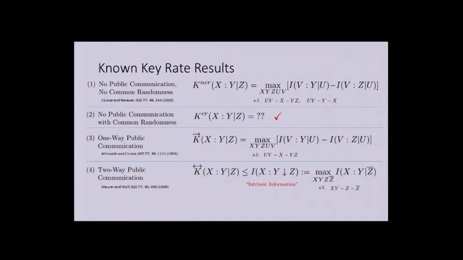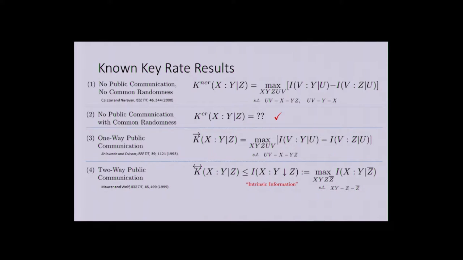For two-way public communication, notoriously, there's no capacity formula for this quantity. There are a few upper bounds, and probably the most well-known is something known as the intrinsic information. This is given by the conditional mutual information that is maximized over all variables Z-bar that are generated by Z.